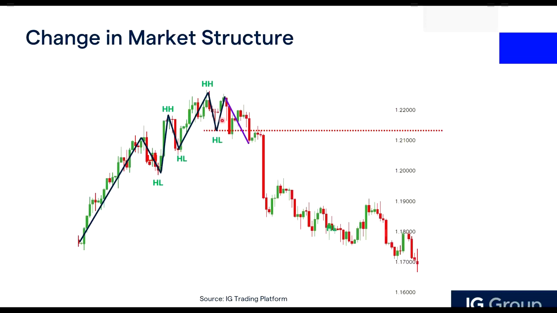Okay, and look at a change in the market structure where the higher lows are broken to form a lower high. So the higher lows are broken and now it forms a lower high, then a lower low, lower high, lower low, lower high. So from an uptrend, it breaks the structure, it becomes a downtrend.